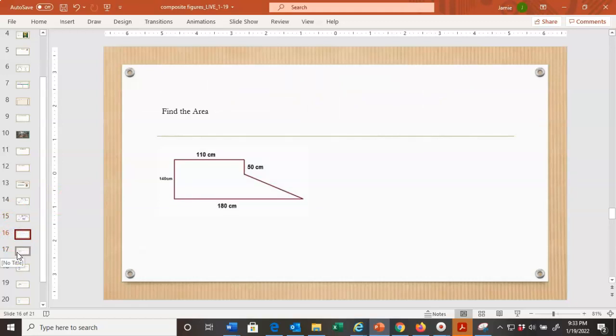All right, find the area of this shape. Now, the composite figures might not be as clear in this one because they didn't give us those clear boundaries, but you can certainly draw your own.